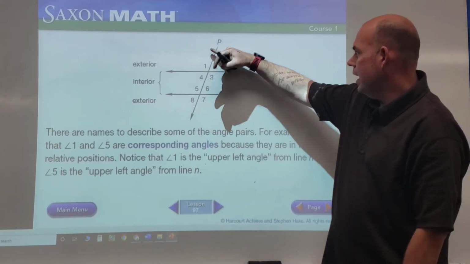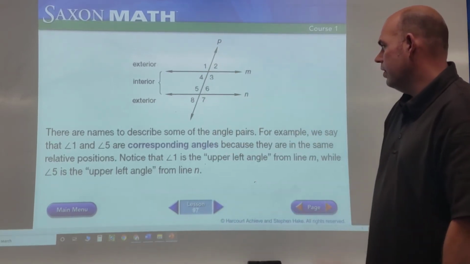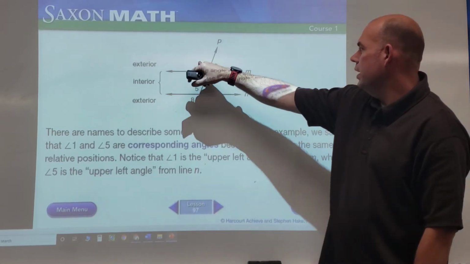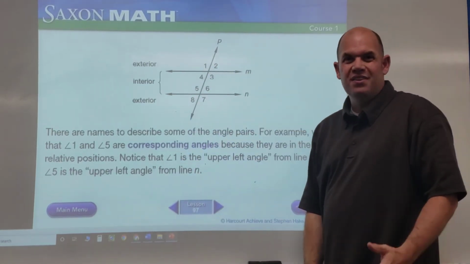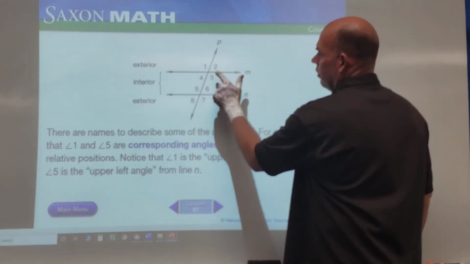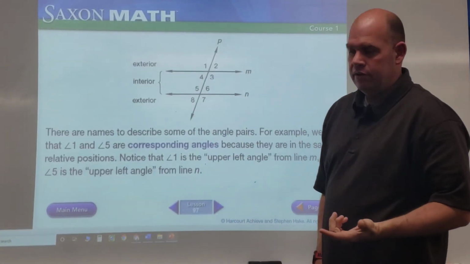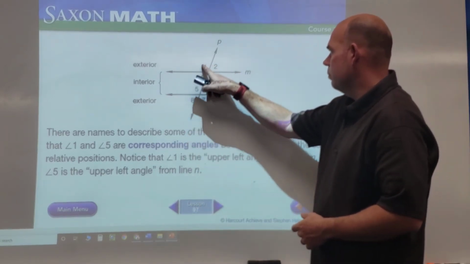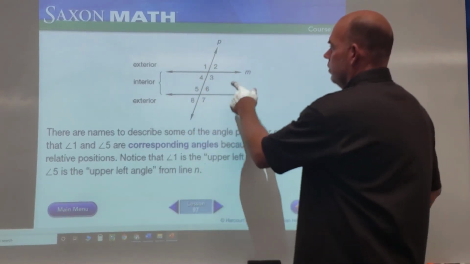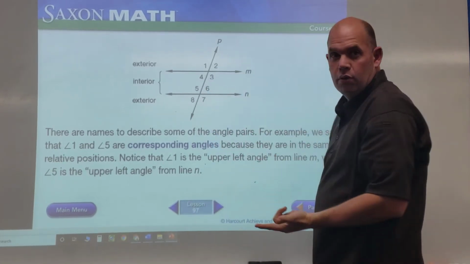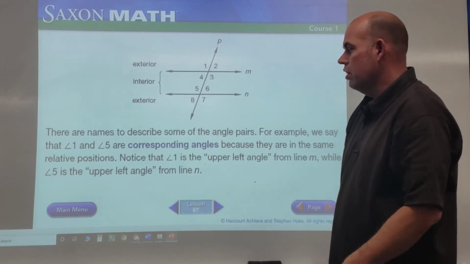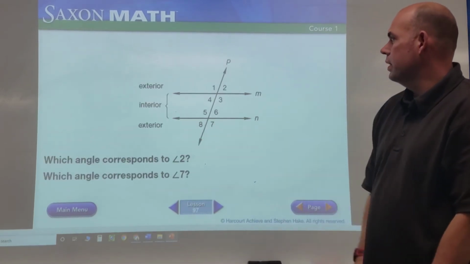So here we're looking at it up at the top, and we're going to look at corresponding angles. So 1 and 5 are corresponding because they're in the same position. Those angles are in the upper left of the intersection, okay? And so the upper left angles are corresponding angles. 2 and 6 would be corresponding angles. 7 and 3 would be corresponding angles. So you can find all those different corresponding angles.